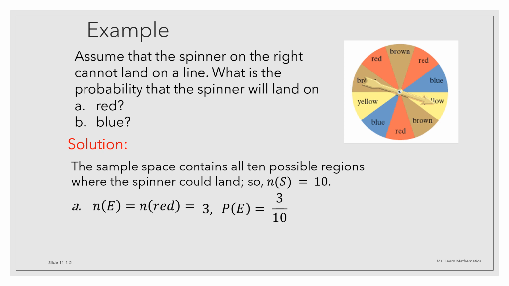So the probability of getting a red, which we would denote as P for probability, parentheses E, where E represents the event that you got a red, would be the number of favorable outcomes, the 3 reds, divided by the total number of outcomes, 10. And the number of ways to get a blue is 2, so the probability of getting a blue is 2/10. Although we should reduce all fractions to lowest terms, so dividing the numerator and denominator by 2, we get 1/5.